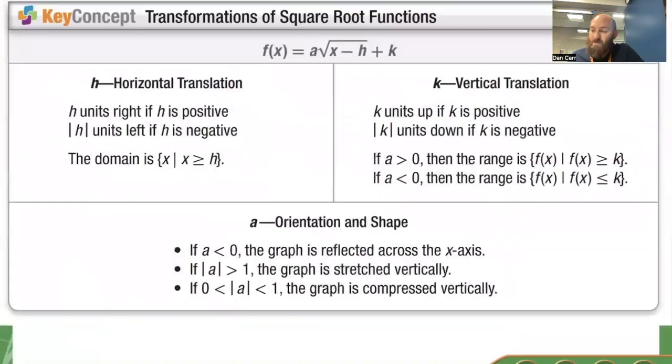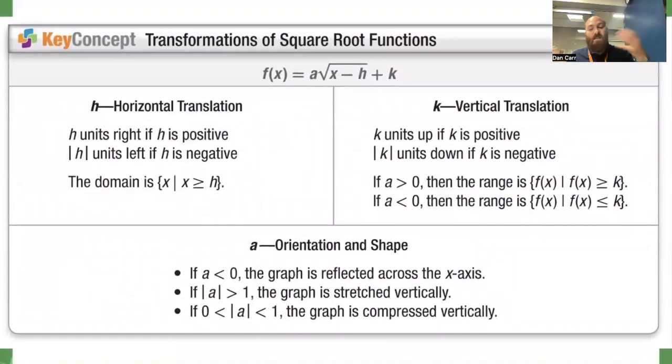That helps us to understand a little bit more of the transformations here. These right here are going to tell us the transformations of our graph. Inside we have this x minus h. That causes what's called a horizontal translation. H is going to move it h units right if h is positive. It's going to do the absolute value of h units left if h is negative. We'll see how that works on some of these other ones.